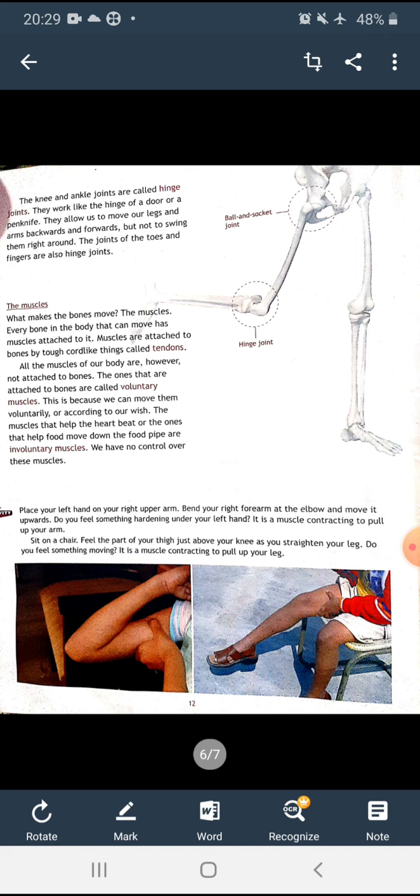So what is the difference between voluntary and involuntary muscles? Voluntary muscles are those muscles which are under our control, which we can move according to our wish or will, but involuntary muscles are not under our control. For example, the heartbeat or food pipe muscles. So they are called involuntary muscles. We have no control over these muscles.